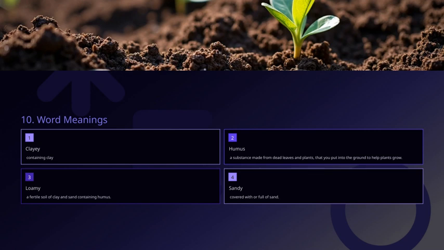Speaking of humus, this is a substance made from dead leaves and plants that are broken down over time. Adding humus to soil helps plants grow stronger because it improves soil fertility and structure. Lastly, sandy soil is covered with or full of sand. It drains quickly and doesn't hold nutrients as well, but it warms up faster in spring. These different soil types are important because they influence how we plant and care for our gardens, connecting directly to the overall theme of understanding and working with nature's resources for better growth.